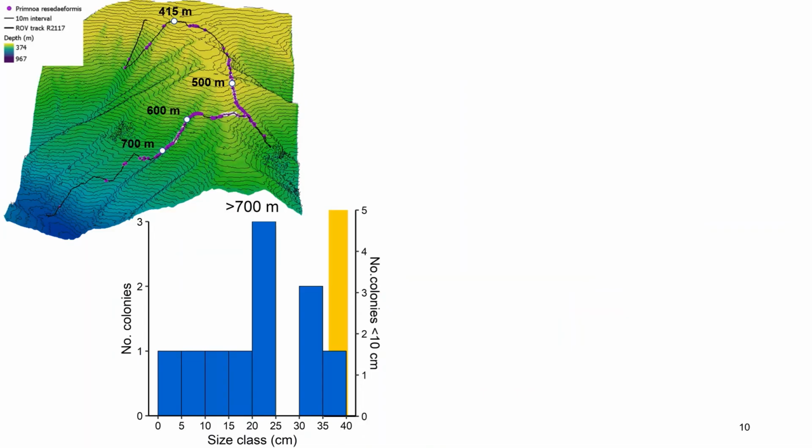This is the same figure as the previous clip, with depths overlain on top of the dive track, and size frequency distributions are split up into 100-meter intervals. This time there are two y-axes. The left-hand axis is colony count and are the blue columns as measured from the scaling lasers on the ROV, and the right hand axis is the number of colonies estimated to be less than 10 centimeters as estimated from the video footage and are the yellow bars.